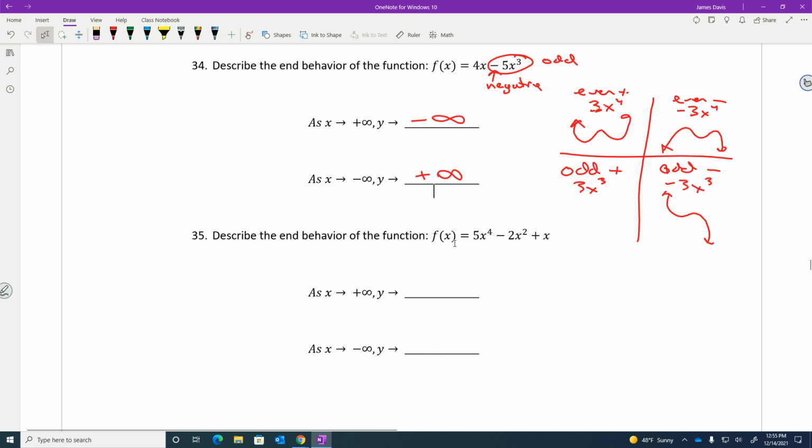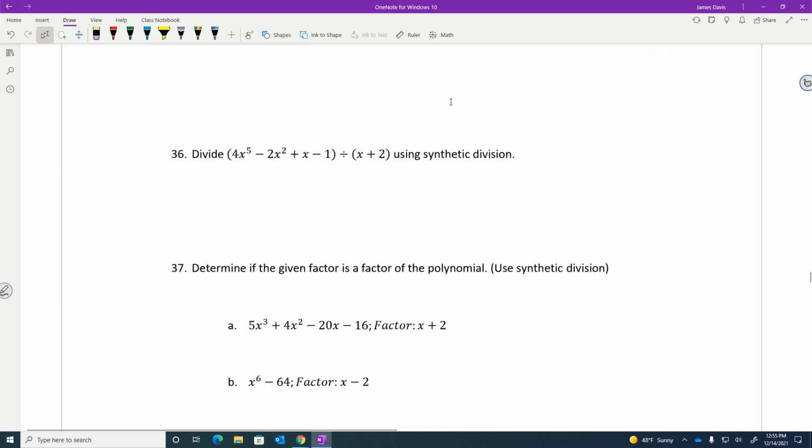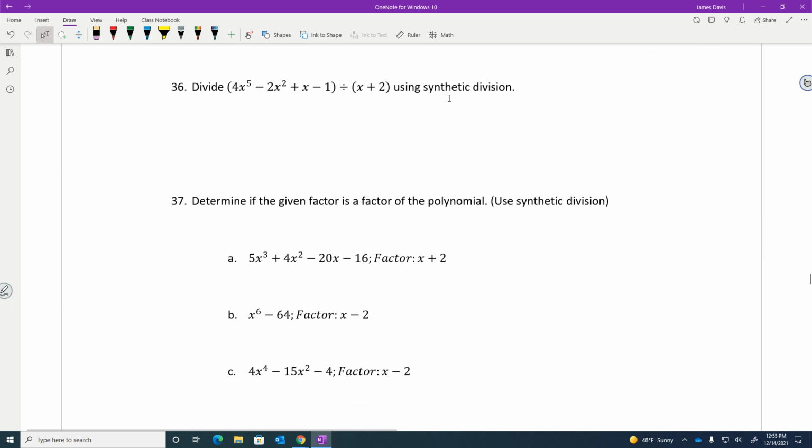Go ahead and flip the page. All right, and we're actually going to do 37A first, and then we'll go back up to 36. So in 37A, we're supposed to determine if this is a factor of this one. Is it a factor? We're supposed to do it using synthetic division.